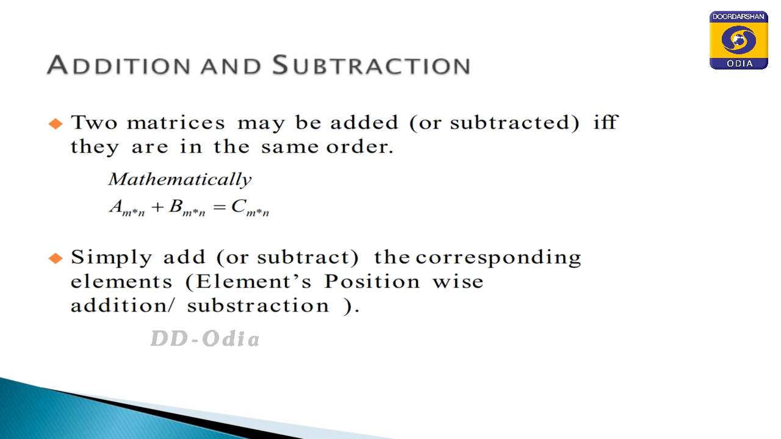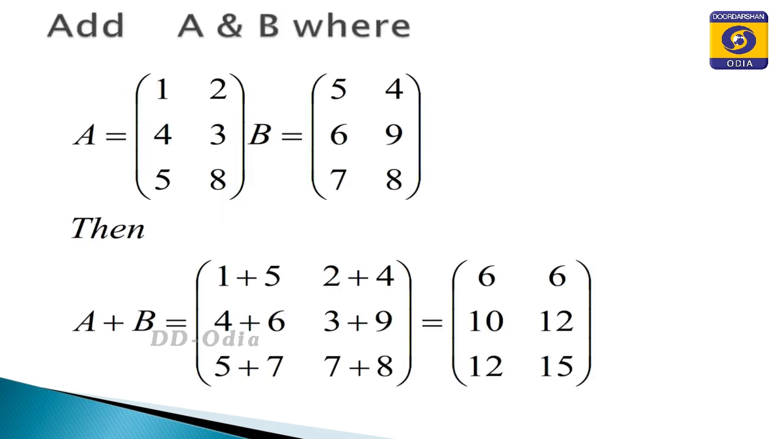Here is an example. Suppose A is a 3 cross 2 matrix and B is a 3 cross 2 matrix. We add or subtract. A plus B becomes 1 plus 5. A is a 3 cross 2 matrix and B is a 3 cross 2 matrix. Hence, the addition can be performed. That means addition is possible. And A plus B is the addition of the corresponding elements: 1 plus 5, 2 plus 4, 4 plus 6, 3 plus 9, 5 plus 7, 7 plus 8, that becomes 6, 6, 10, 12, 12 and 15.